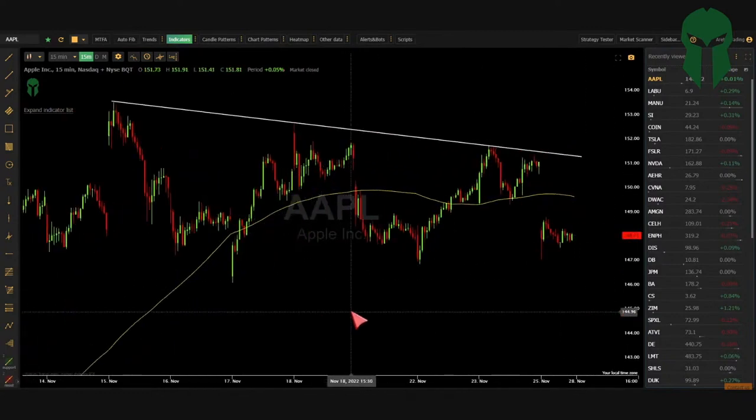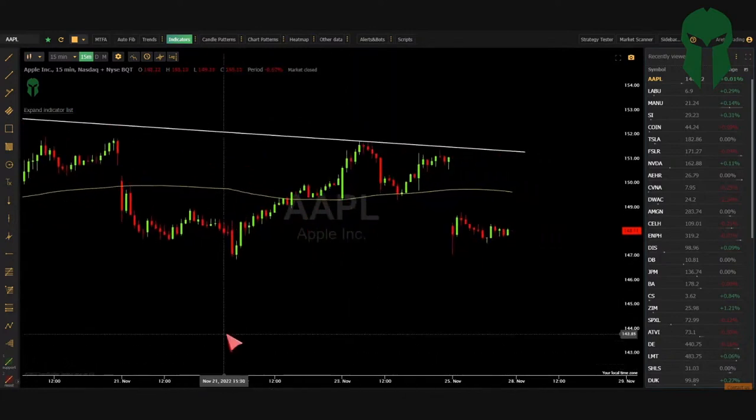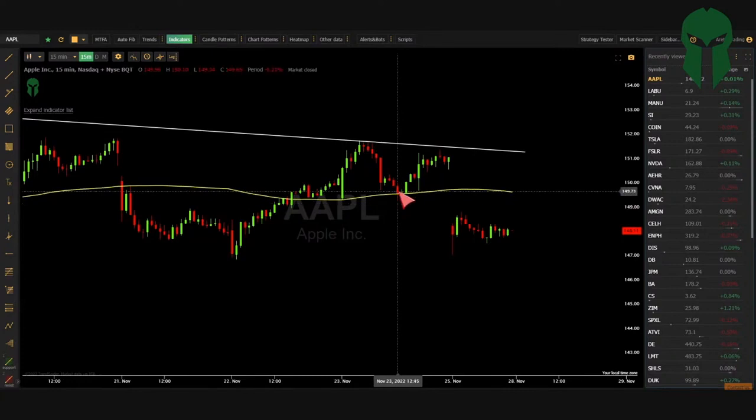I'm a day trader, and all I want to do is day trade. And I only want to day trade certain names. So let's take Apple. I'm going to day trade only on the long side and only when I am near the 5-day.